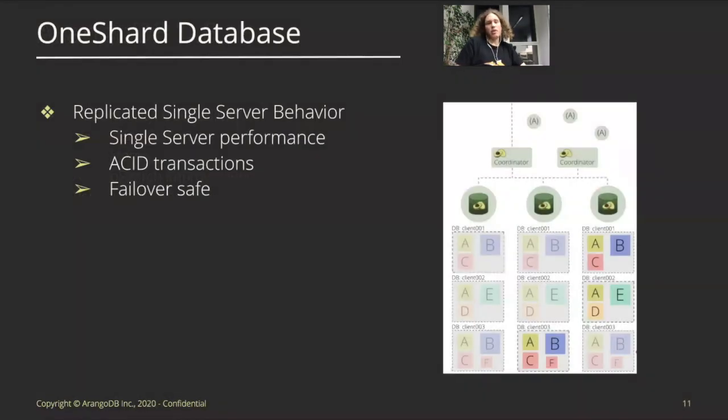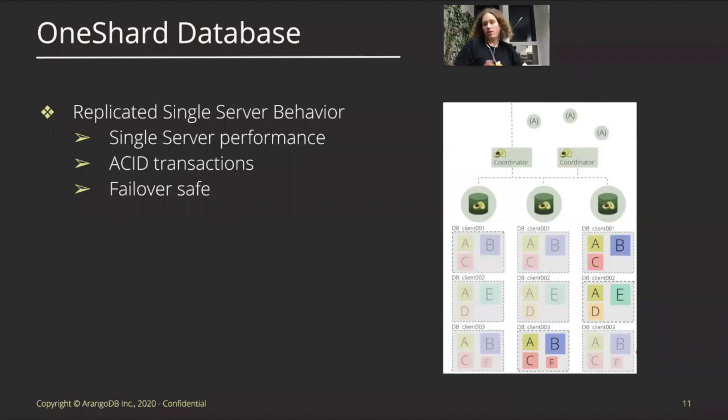OneShard Database, as mentioned, was one of the key features. We observed that a lot of customers want a distributed database, but there are two cases for wanting one. On the one hand, your data might not fit on a single node, so you need to distribute or shard the data across multiple nodes. On the other hand, your data might fit on a single node, but you need it distributed to be fault tolerant if a single node fails.